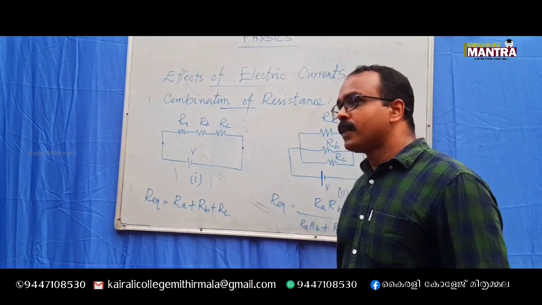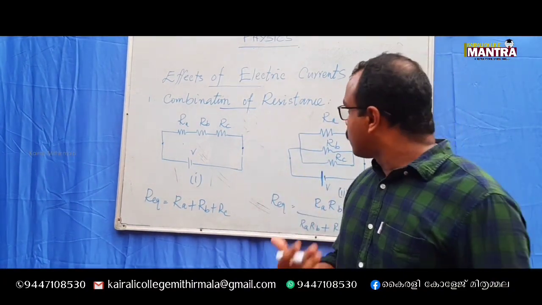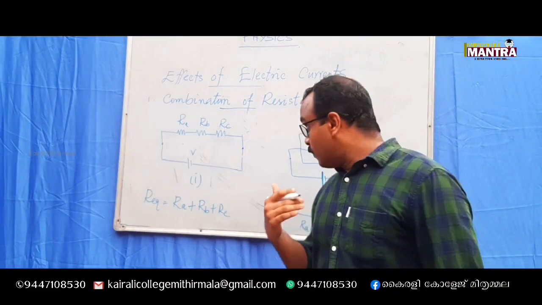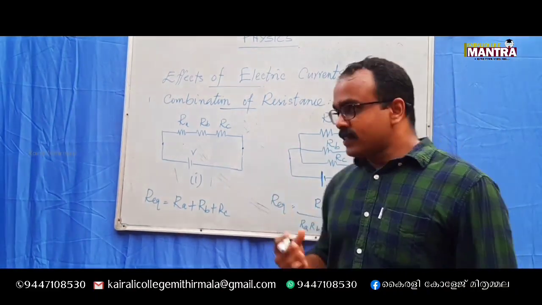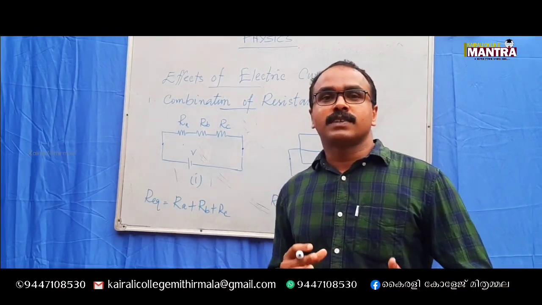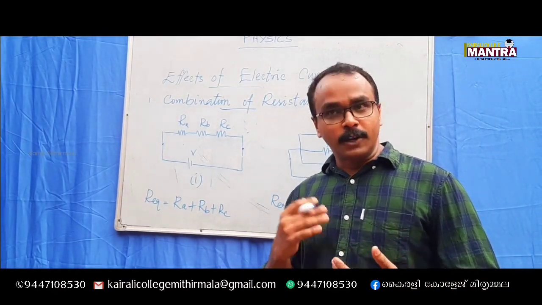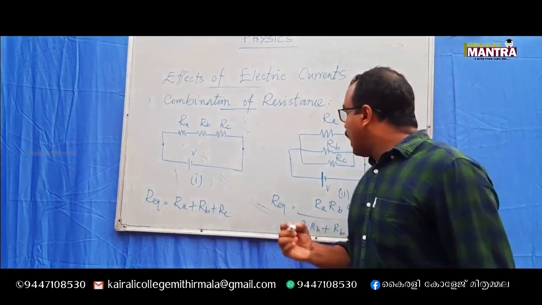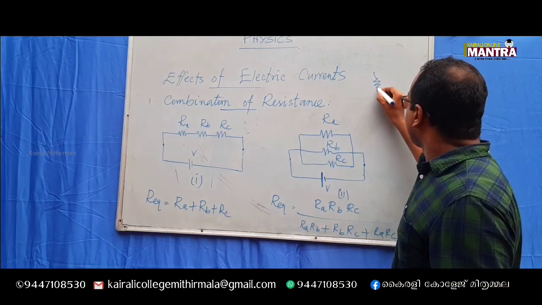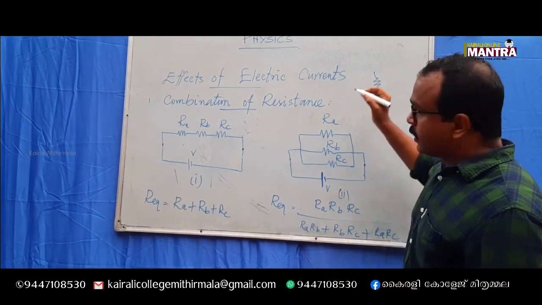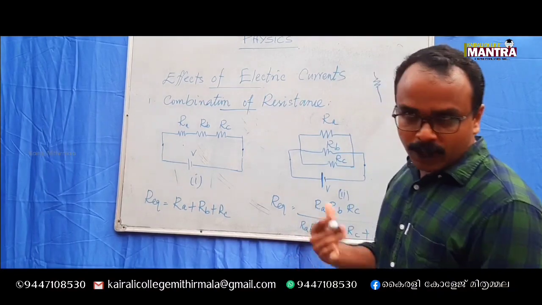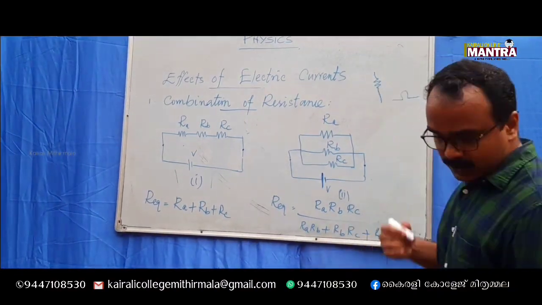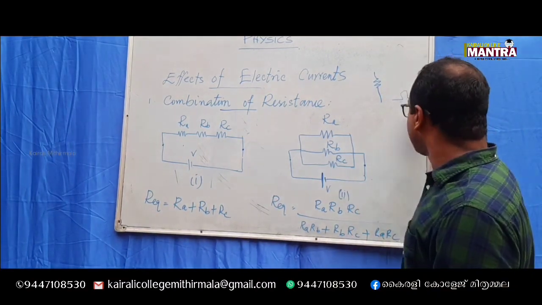Combination of resistance. Before going to combination of resistance, you should remember what resistance is. Resistance is an electrical quantity which measures how an electric device reduces the electrical current flow through it. And this is the symbol of resistance. And the unit of resistance, I think you would have already studied. We call it Ohm, and the unit of resistance can be represented like this.